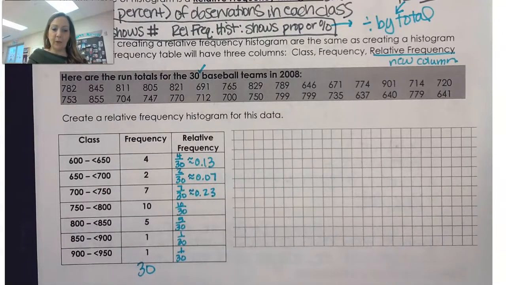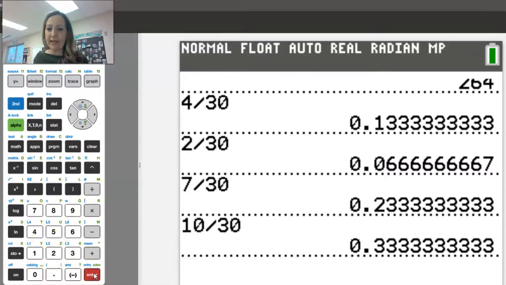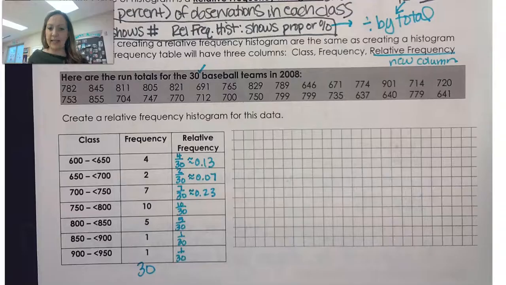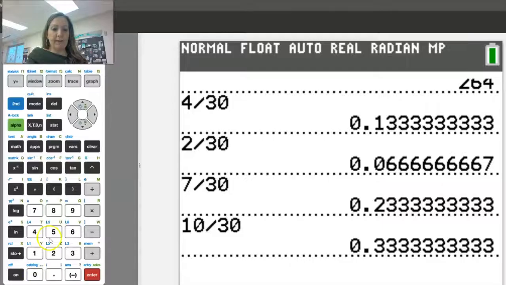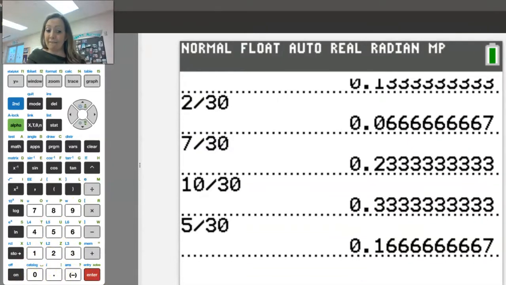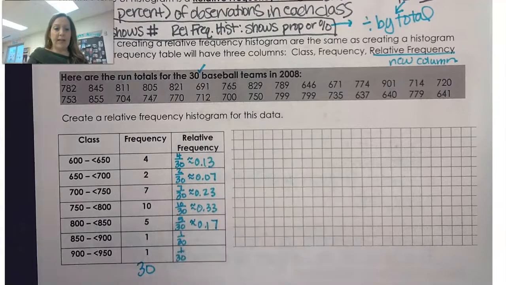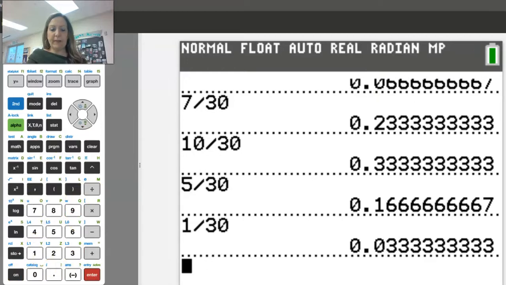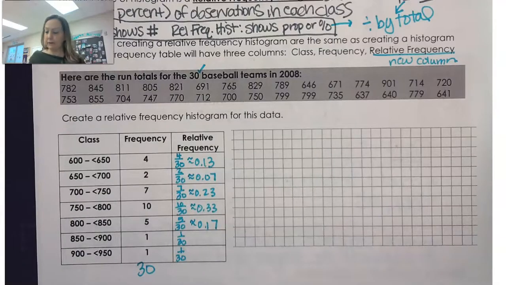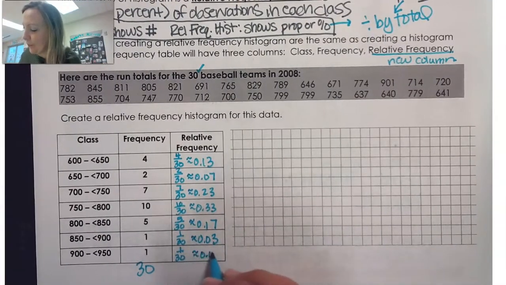10 out of 30, I know is 1/3, which is going to be 0.3 repeating, so 0.33. But if you can't see that, you can put that in the calculator and we can get that 10 out of 30 is going to be about 0.33. 5 out of 30 is going to be half of that, so about 0.17 if we round. And if I take 1 out of 30, that gives me about 0.03. And that's nice. This one is also 0.03.